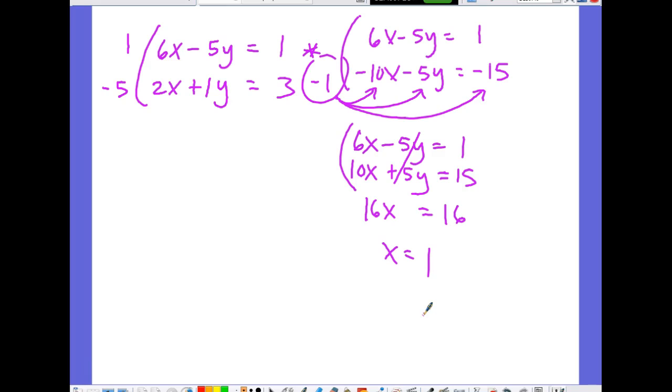Okay? I'm going to go ahead and leave the rest off. You guys know what to do from there. You plug it in to get your y. You should get 1 as well. Okay? So, that's the elimination method. I'd like to show you guys the graphing method for solving a system of equations on a graphing calculator.